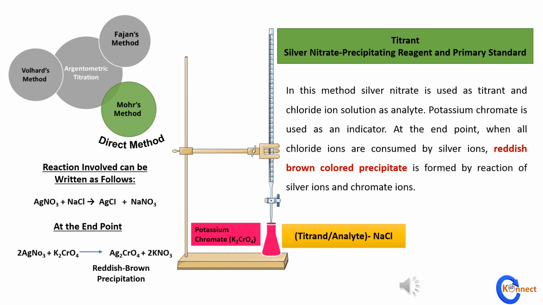This slide is showing the first type of Argentometric titration, which is performed by the Mohr method. In this method, silver nitrate is used as titrant and chloride ions are used as analyte. Potassium chromate is used as an indicator. At the end point, when all the chloride ions are consumed by silver ions, the slight excess of silver nitrate results in a reddish brown colored precipitate of silver chromate, which is formed by the reaction of silver and chromate ions. This is a direct method of quantitative analysis of silver ions by argentometric titration.